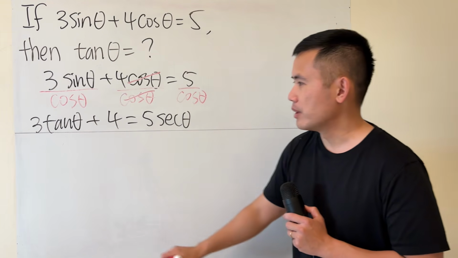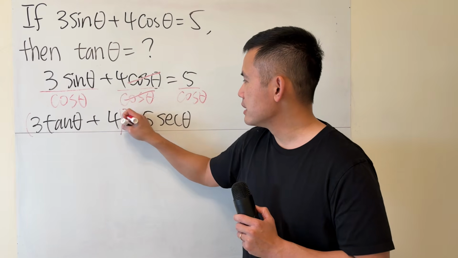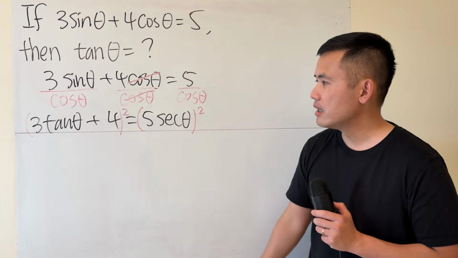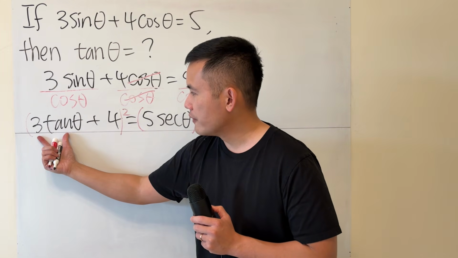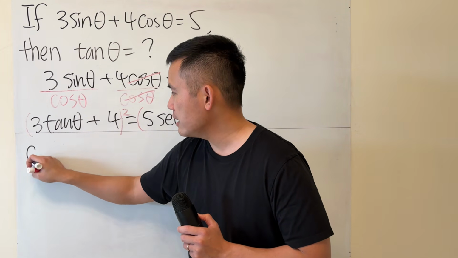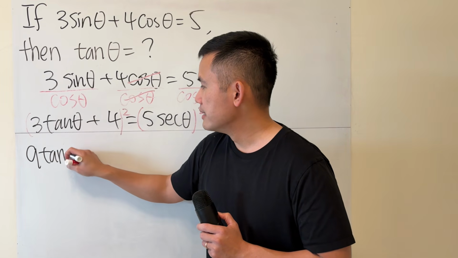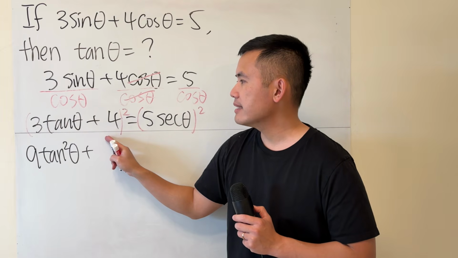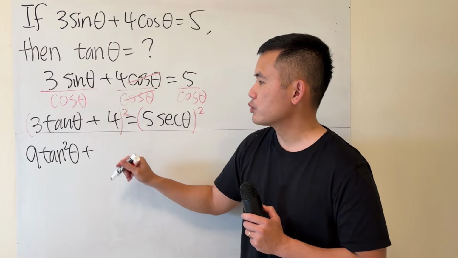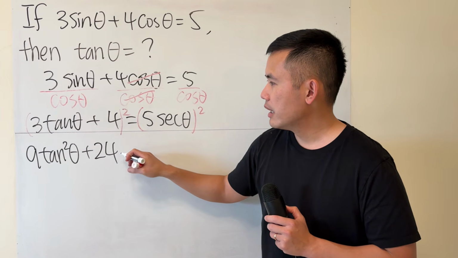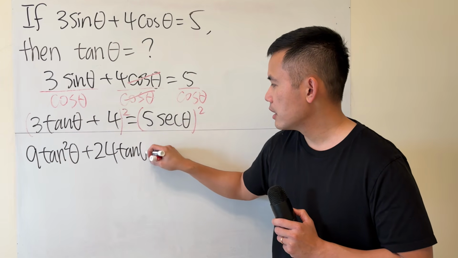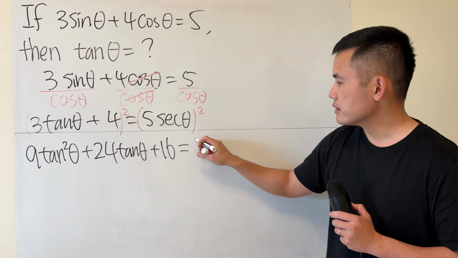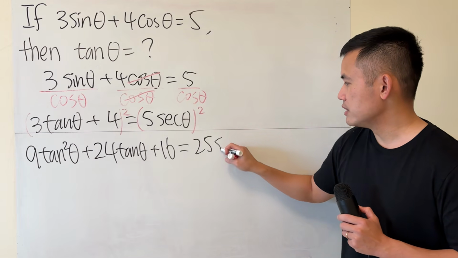Now, let's go ahead and square both sides. Remember, the purpose is so that when we have the squared, we can use the Pythagorean identity. Now, expand this, we are going to square the first term. 3 squared is 9, and then we have the tangent square theta, and then we add 2 times this and that. 2 times 3 is 6, times 4 is 24, and then tangent theta. And then lastly, square that, which is 16. And then 5 squared is 25, secant squared is just secant squared.